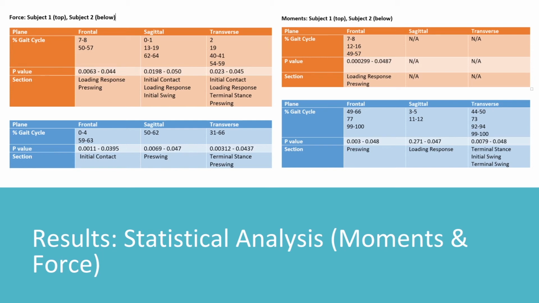Unfortunately, there were no significant values between the sagittal and transverse for subject 1, but in the second individual, there were differences in the loading response for the sagittal, and then the terminal stance, the initial swing, and terminal swing were all affected in the transverse plane.